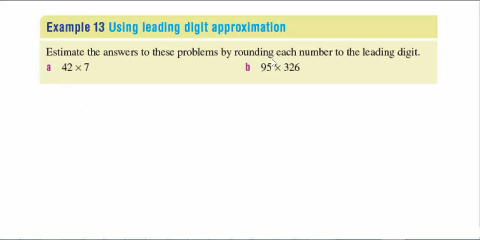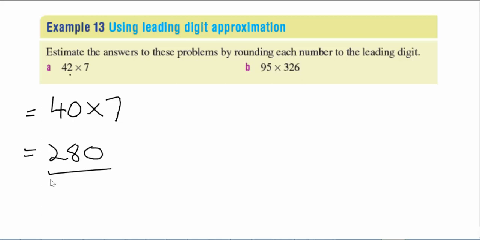Estimate the answers to these problems by rounding each number to the leading digit. So here, 42 times 7. Rather than use the 42, I'm going to round to the leading digit, which is the 4, because the next number is 2, so I'm going to end up with 40 times 7. Like we've done in the past with multiplying, I'm just going to multiply the 4 and the 7 together, and then add the 0 at the end. So 4 times 7 is 28, and add the 0 at the end, 280. So my estimated answer is 280. 42 times 7 is about 280.